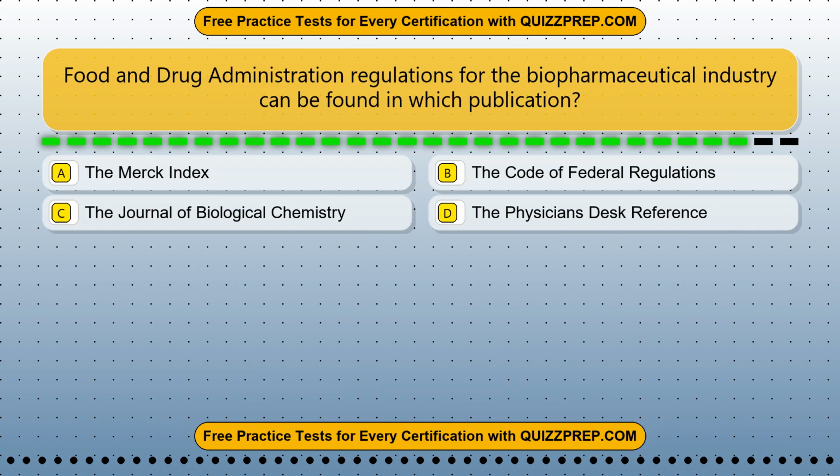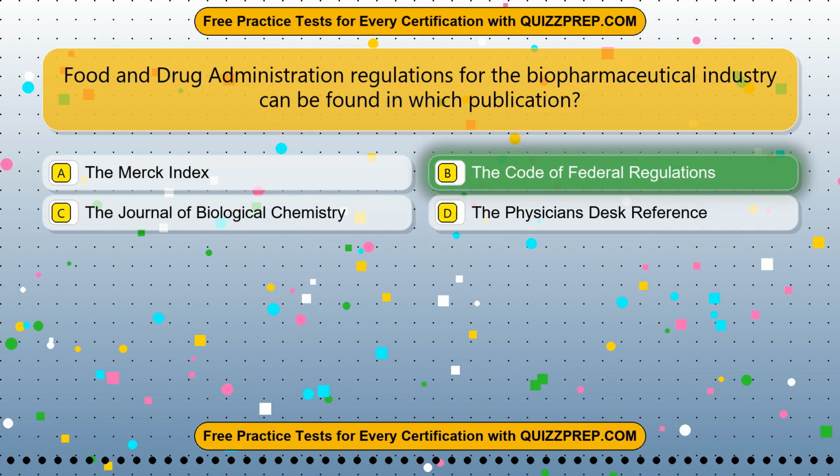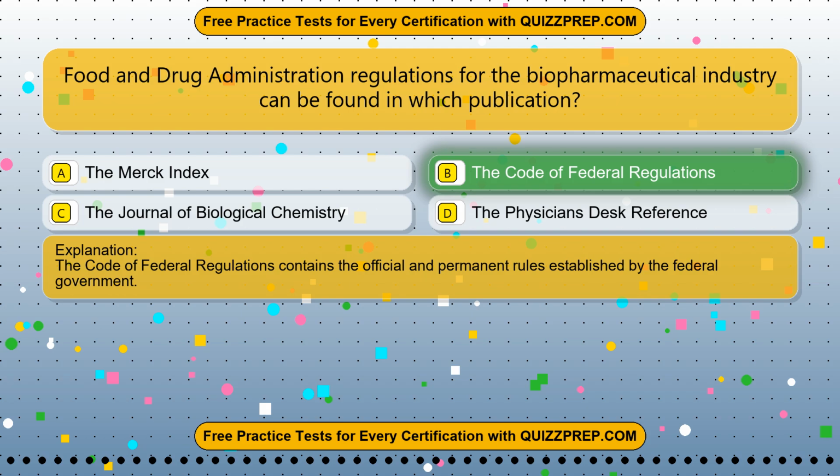Question 56. Food and Drug Administration regulations for the biopharmaceutical industry can be found in which publication? Option A, the Merck Index. Option B, the Code of Federal Regulations. Option C, the Journal of Biological Chemistry. Option D, the Physician's Desk Reference. The correct answer is option B, the Code of Federal Regulations. The Code of Federal Regulations contains the official and permanent rules established by the federal government.